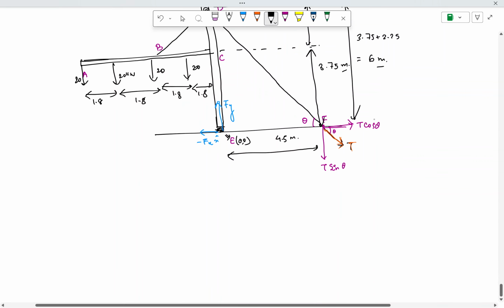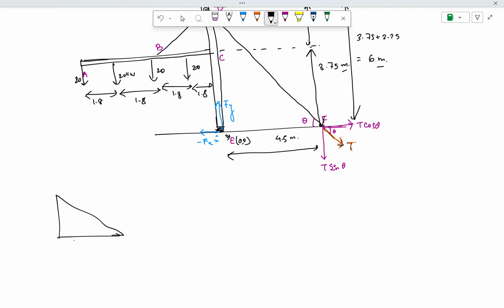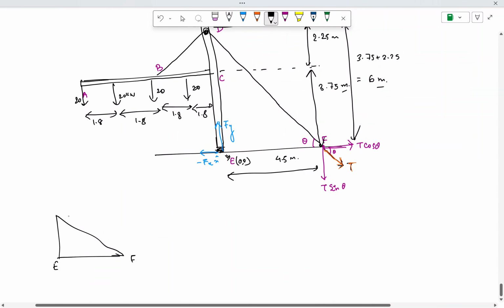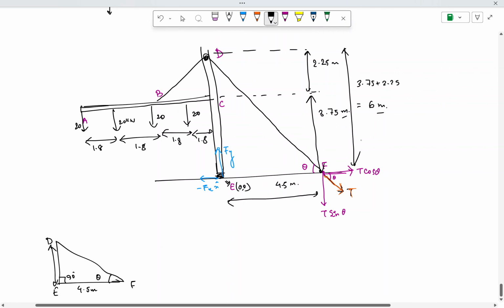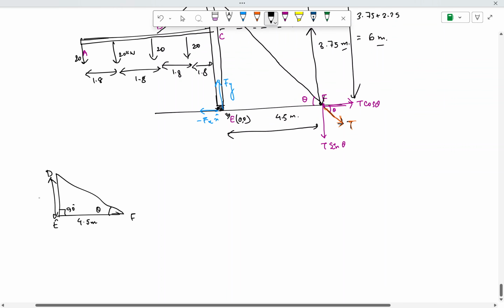6 meter, right? So from this diagram, you have a triangle like this, this is E point, this is F point, and this one is D point. This is DEF triangle, this is your 90 degree, and this is your theta, which is unknown right now. But this is 4.5 meter, and this entire length we have just calculated. This length is same as this length, so this is 6 meter.